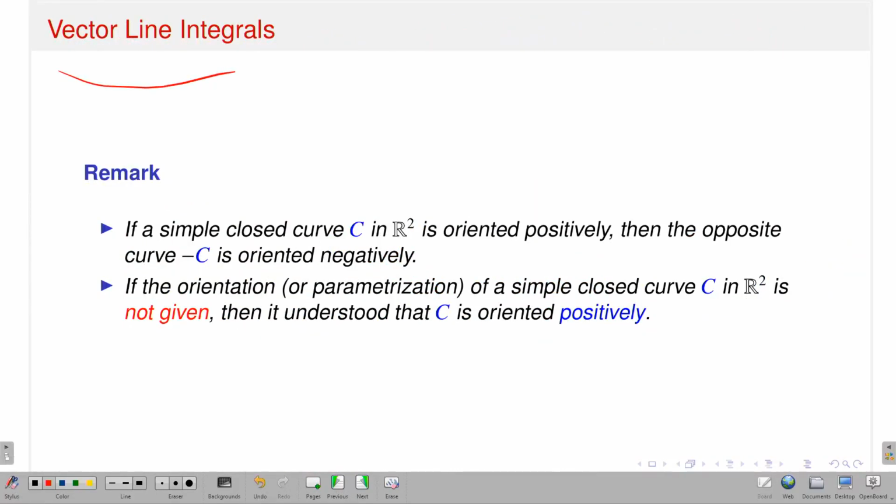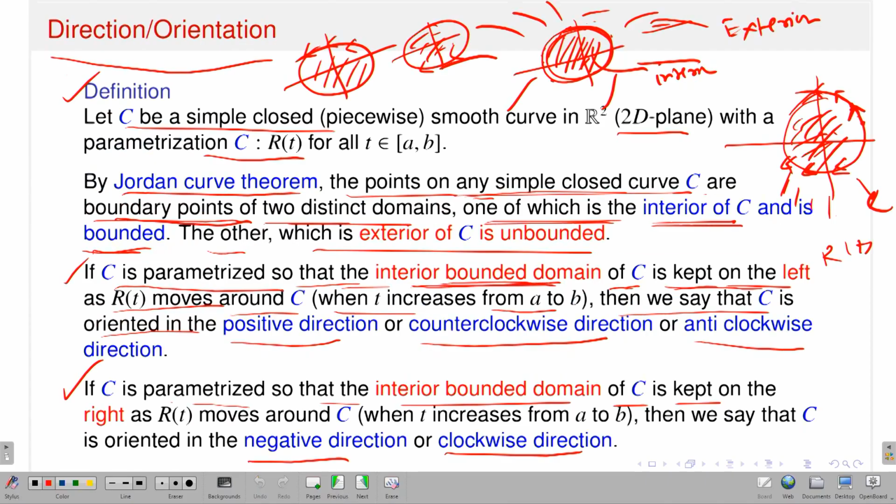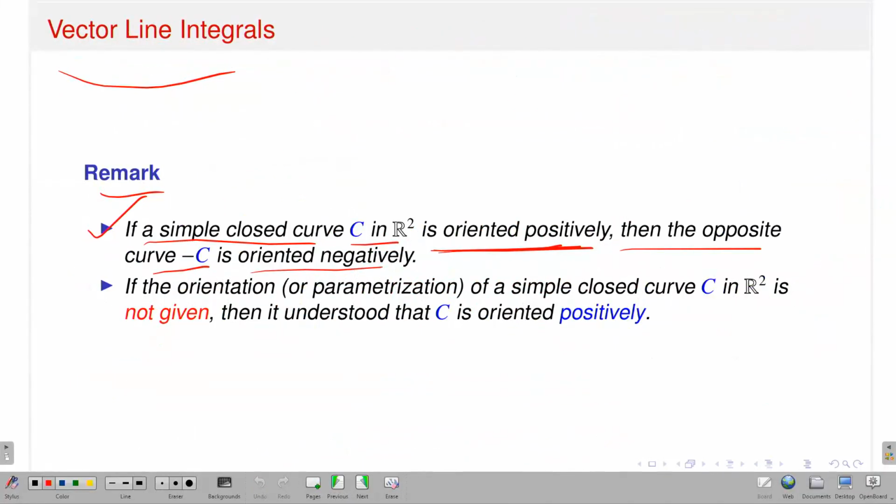A couple of remarks. The first remark is that if a simple closed curve C, again in two-dimensional Euclidean space, is oriented positively, meaning the natural orientation, then the opposite curve minus C, as I said, has the orientation in the opposite way. So if C is oriented positively, minus C is oriented negatively. That means if C has an anti-clockwise direction, minus C will have a clockwise direction.